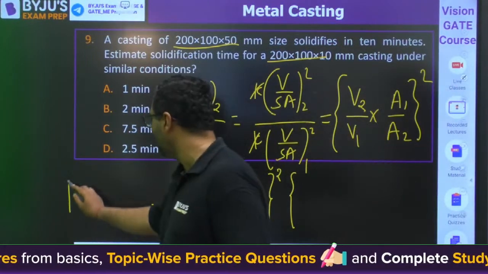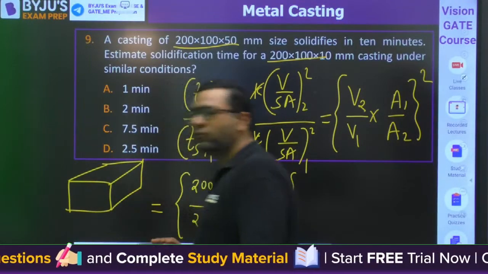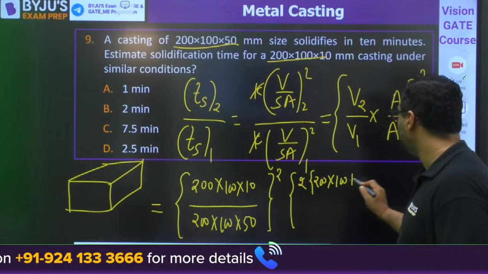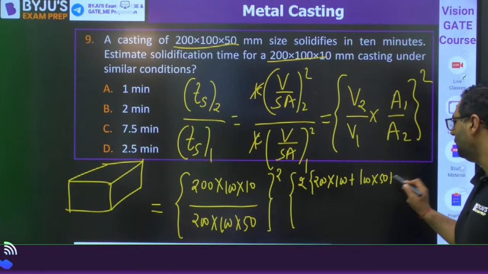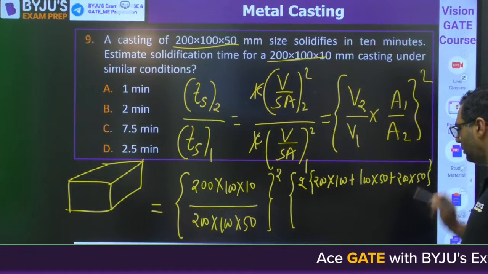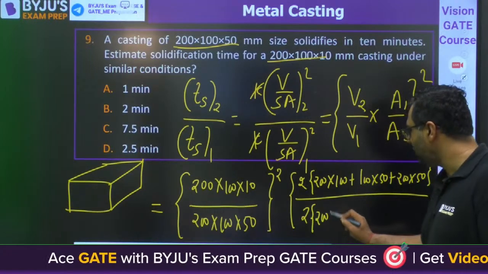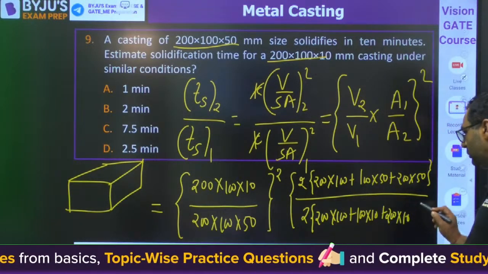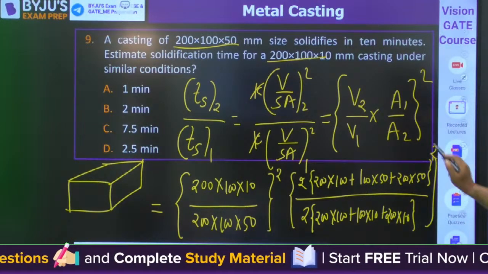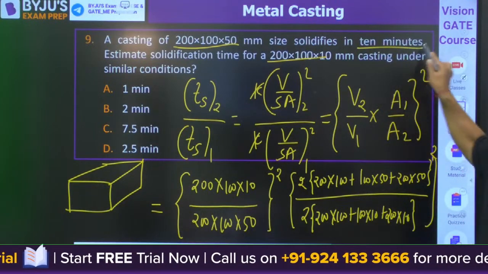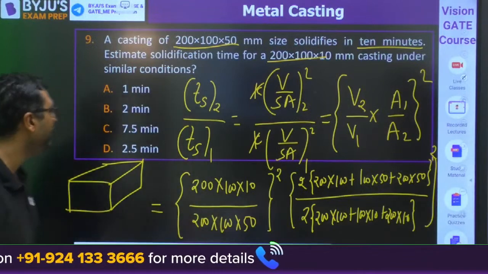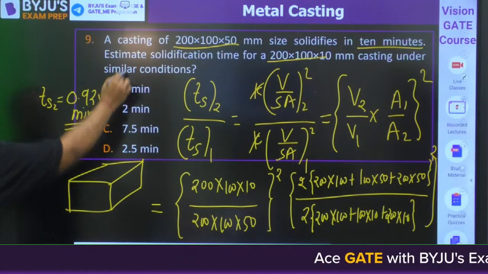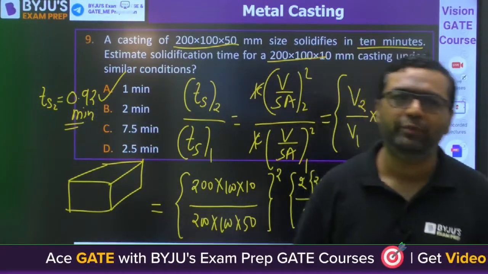Whenever you are having the cubical body, it is having 6 surfaces. So for 6 surfaces, the area will be 2 times of 200 cross 100 plus 100 cross 50 plus 200 cross 50, divided by 2 times of 200 cross 100, 100 cross 10, 200 cross 10. Square of this. It is already mentioned as 10 minutes. So I feel you will be getting TS2 as around 0.92 minutes, which is near to 1 minute. So we are getting the answer to be A.